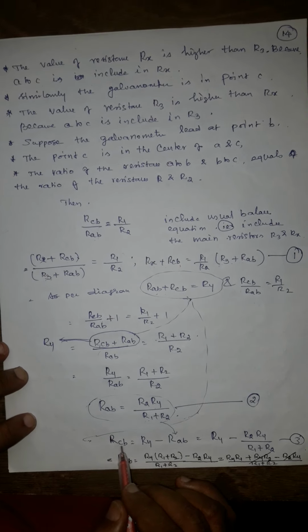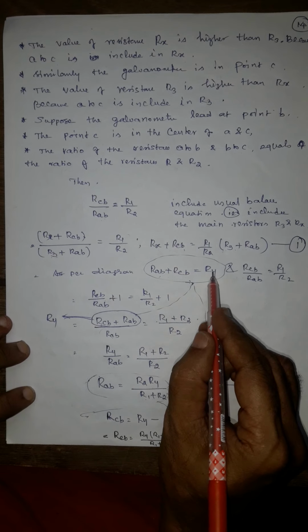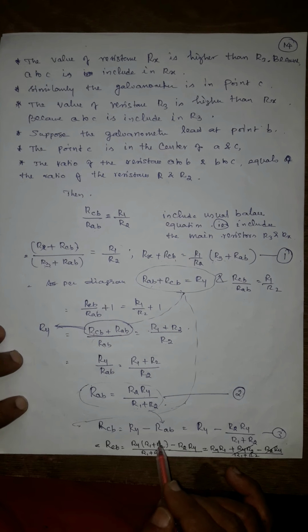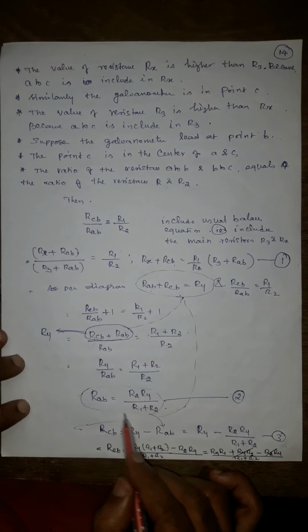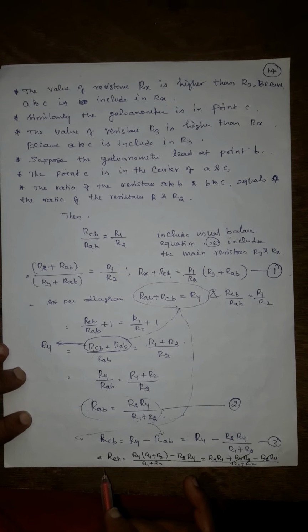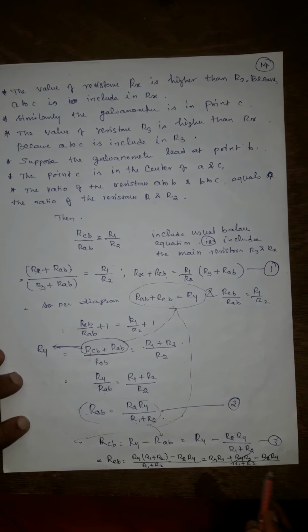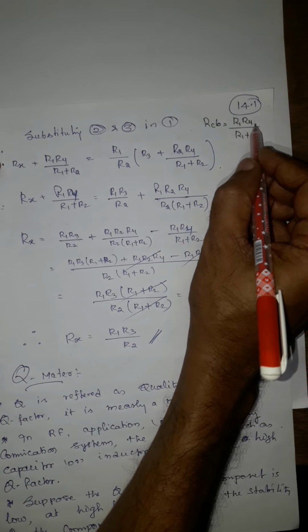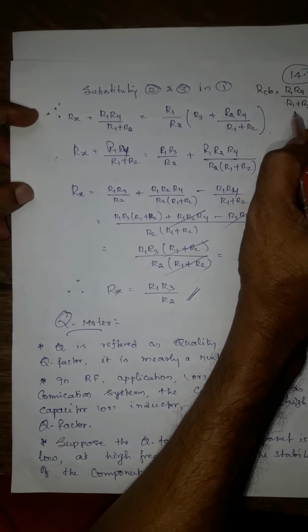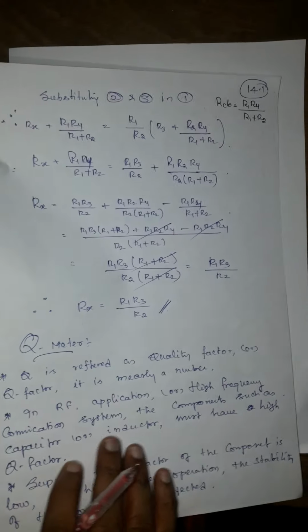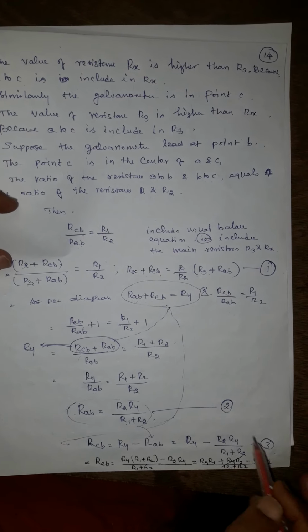Then RCB equals Ry minus RAB. Instead of RAB, we substitute this value. Taking LCM, finally RCB equals R1 Ry divided by R1 plus R2. Now substituting equations 2 and 3 in equation 1.